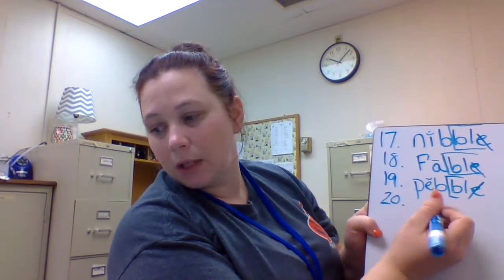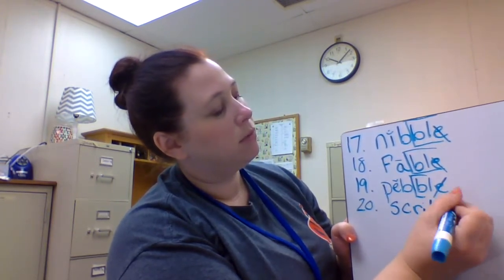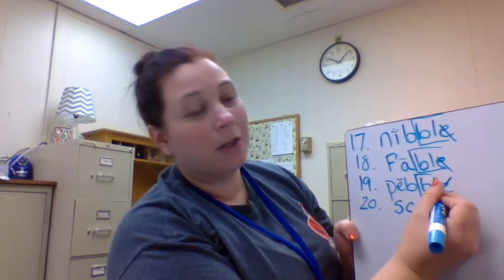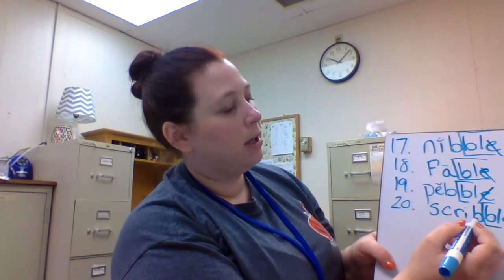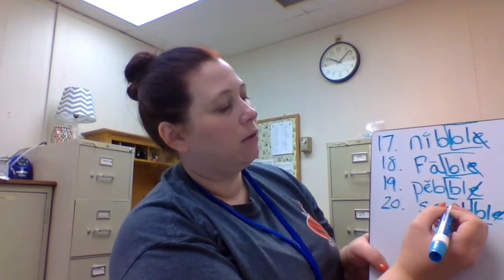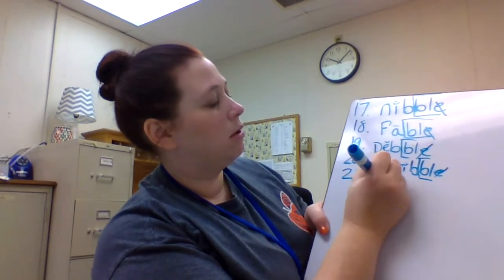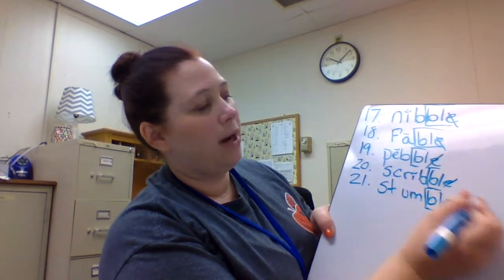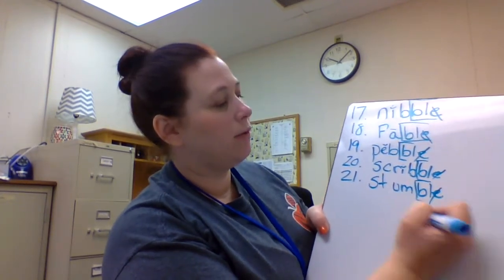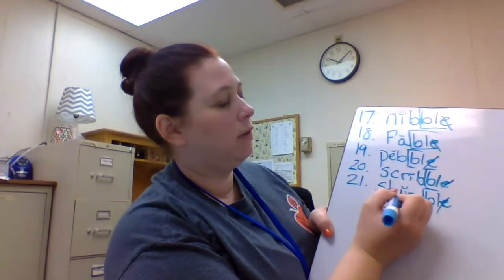Number 20, scribble. Doing the same thing here. You're going to be a pro at putting the bracket on the BLE, I think. Cross off your E. Here we have vowel consonant, so we're going to put a breve there, and we have scribble. 21, stumble. Bracket, just like always, cross off that E. We have an M here, so we have vowel consonant. I'm going to put a breve, stumble.